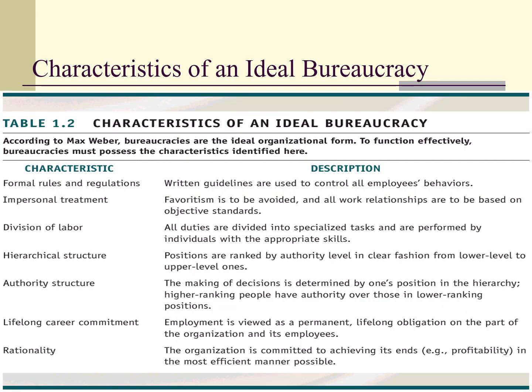So the characteristics of an ideal bureaucracy are here on this slide. So basically, the characteristics include formal rules and regulations. So all organizations have some form of rules, but a bureaucracy will have very specific written guidelines for every behavioral control of every level of the organization.